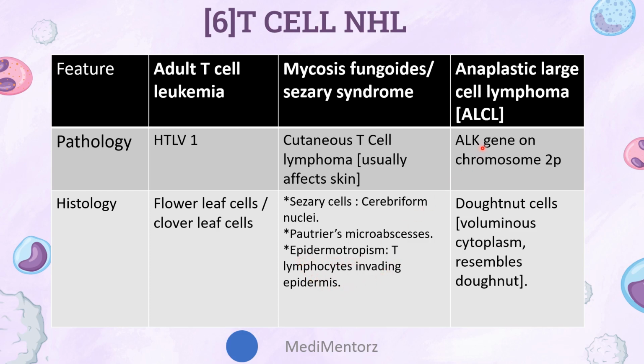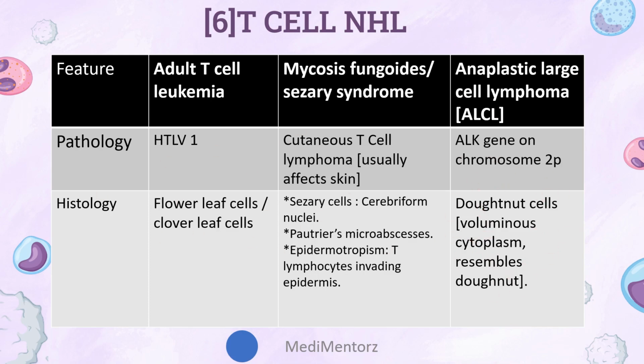So the last one is anaplastic large cell lymphoma, which is ALCL. Here the pathology involved is the ALK gene on chromosome 2p, and the histology just resembles donut cells. Okay, because in donut cells we can see clearly there is a central space which is empty. So they appear like donut cells having voluminous cytoplasm. Okay, just remember these things and you are ready to go.